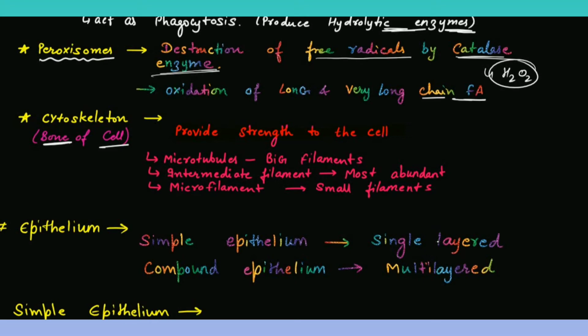These can be microtubules. Microtubules are like big filaments. Then there are intermediate filaments, which are the most abundant and intermediate in nature. And microfilaments are small filaments. So which is the most abundant? The intermediate filament. Which is the small filament? Microfilament. Which is the big cytoskeleton filament? That is microtubules.